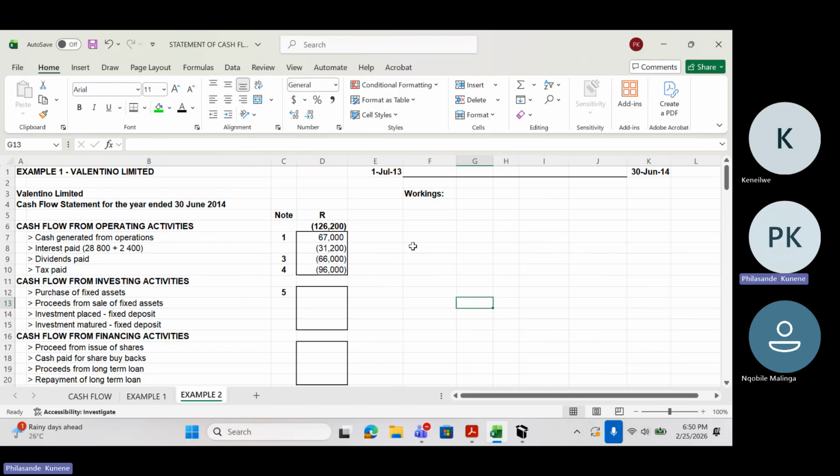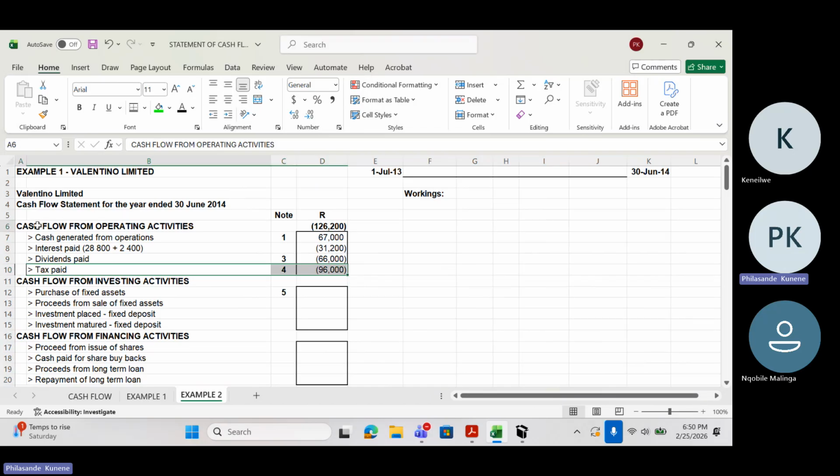Cash is only moving out, it's not coming in. Cash generated from operations is 67,200, but look at the interest that was paid. Look at the dividends paid. Tax alone is more than the cash that was generated from operations. What are we doing in a business like this? Let's rather close the business and move on with our lives, because the business is not generating the cash that is required by the company.